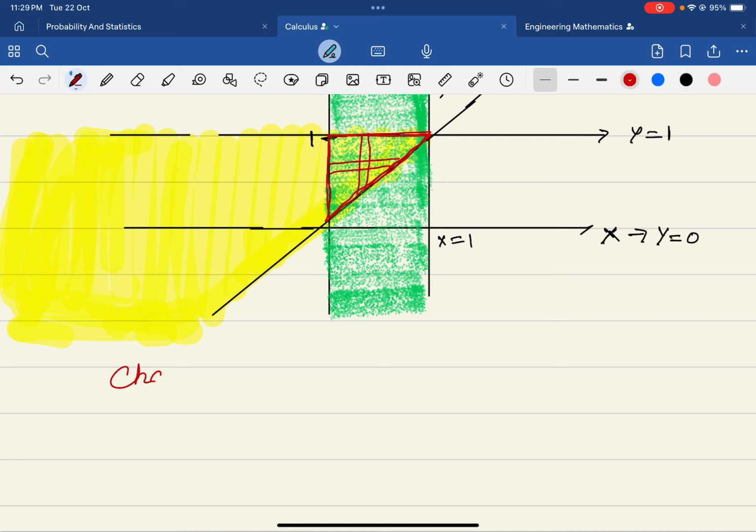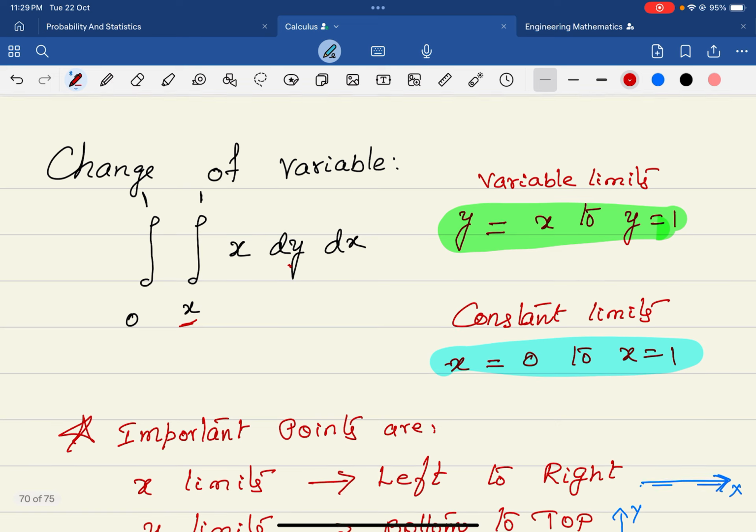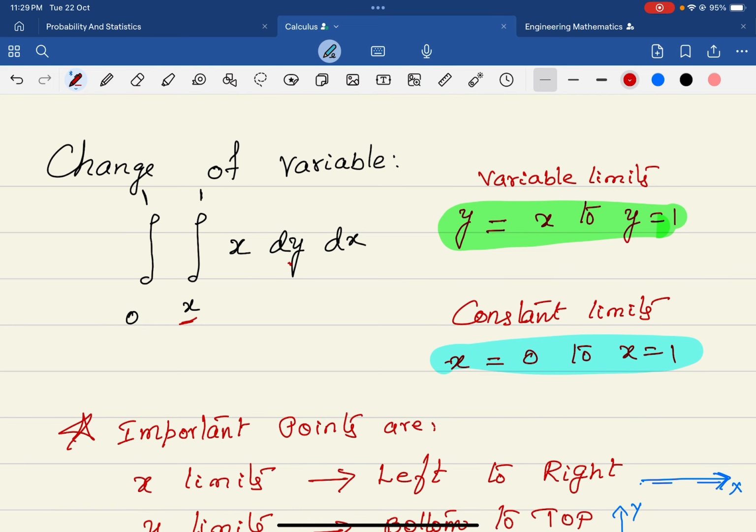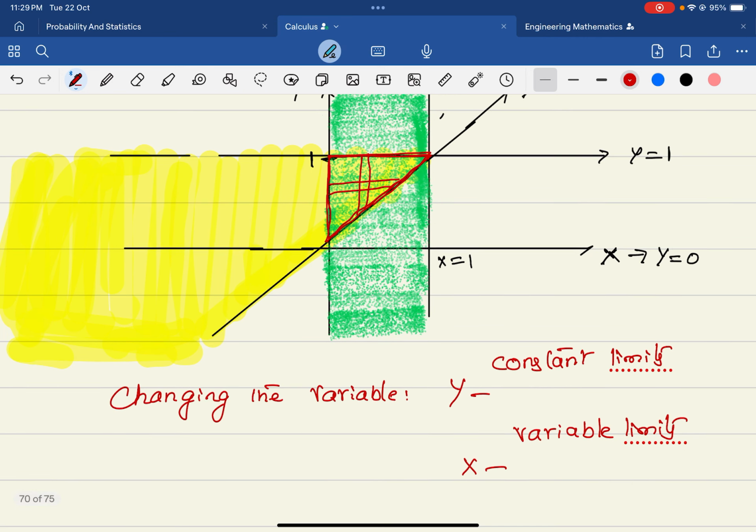So by changing the variable, y limits are constant limits, and variable limits are x. I hope you could understand, they are interchanging their characters. Y is going to constant limits, x is going to variable limits. Understood? Now for the same region, I wanted to say x is the variable limits.